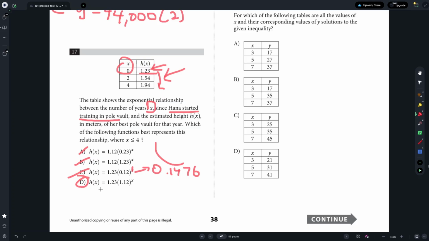But why? We want to understand why D is the answer. So if we look here at the graph, let's say for year number 2, we want the result to be 1.54. So let's plug in X as 2 because it's year 2. So let's do 1.23 times 1.12 to the second power. That would equal about 1.54, right? It would be 1.5429, but we can round that to 1.54, and it shows that right here. Therefore, D is the correct answer.